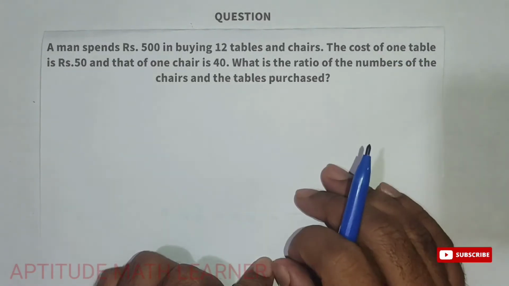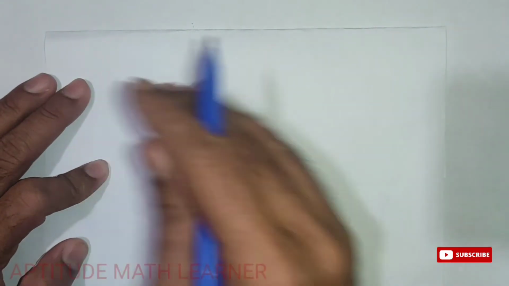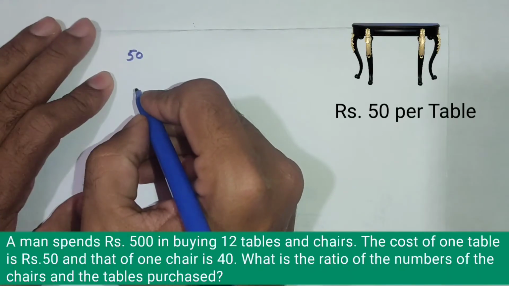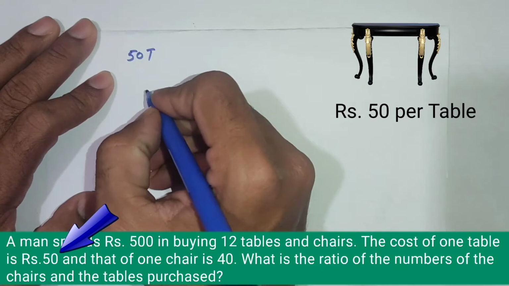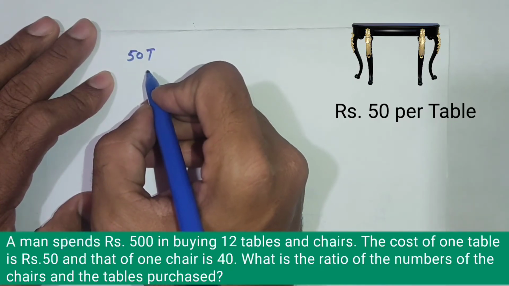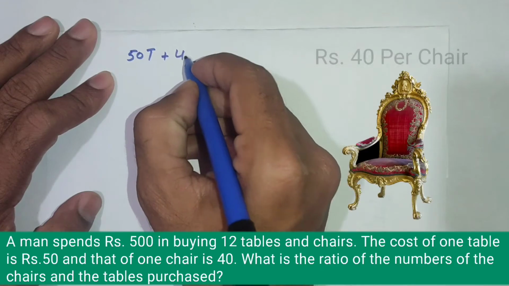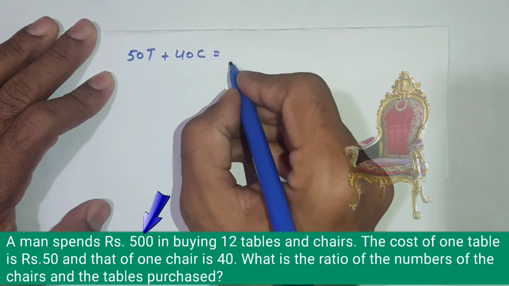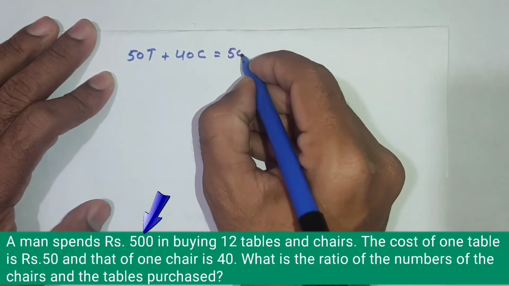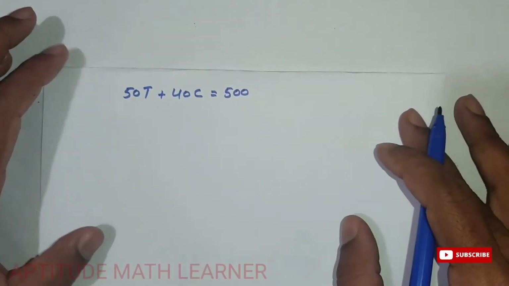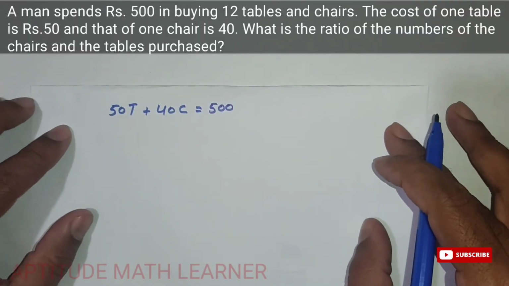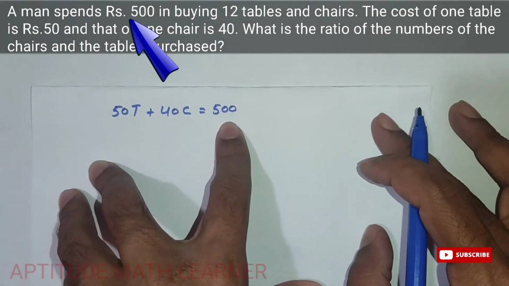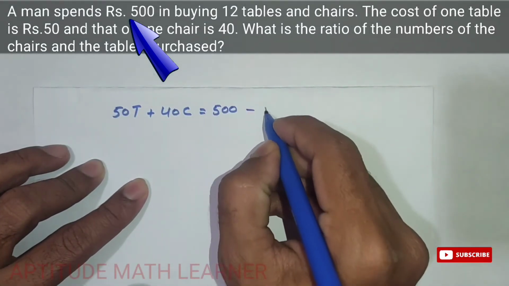Starting with the question, he spent rupees 50 for purchasing a table, where T is for table, plus 40 rupees for a chair. And how much does the total become? It becomes 500. You can see in the question that the total amount he spent buying tables and chairs is rupees 500. We take this as equation number 1.